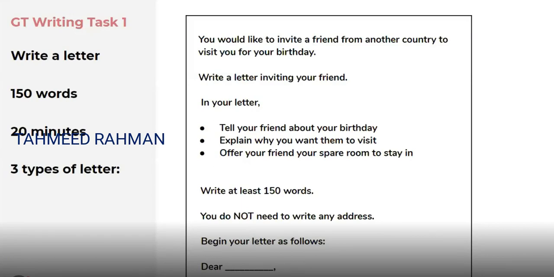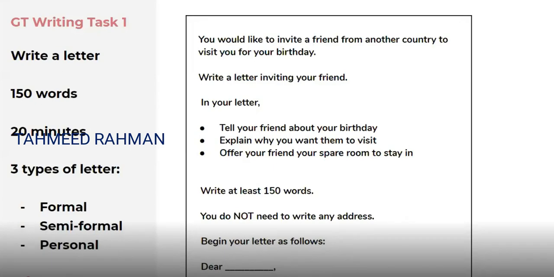Now when you're writing this particular task, you must make sure you exceed 150 words, because if you write even one word less than that, your marks are going to decrease a lot. So, for example, if you are targeting a band score of 7 and if you write a letter which deserves 7, then because you haven't exceeded the word limit, you will get 5 maximum.